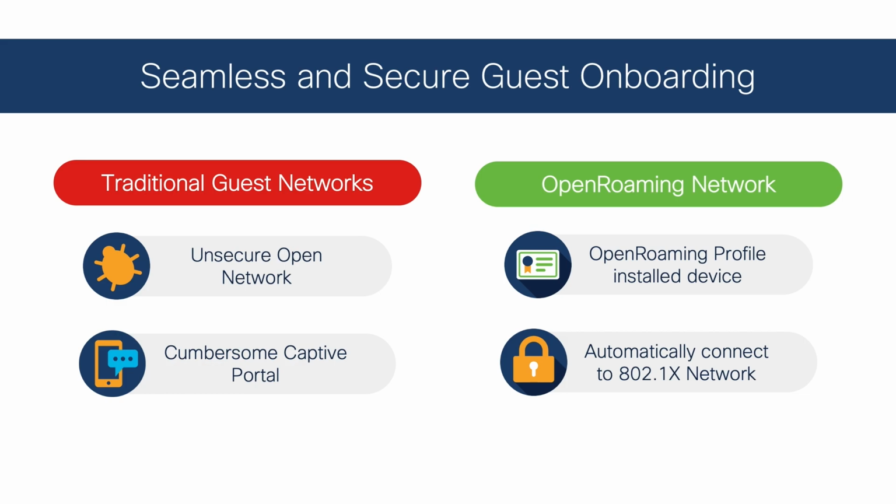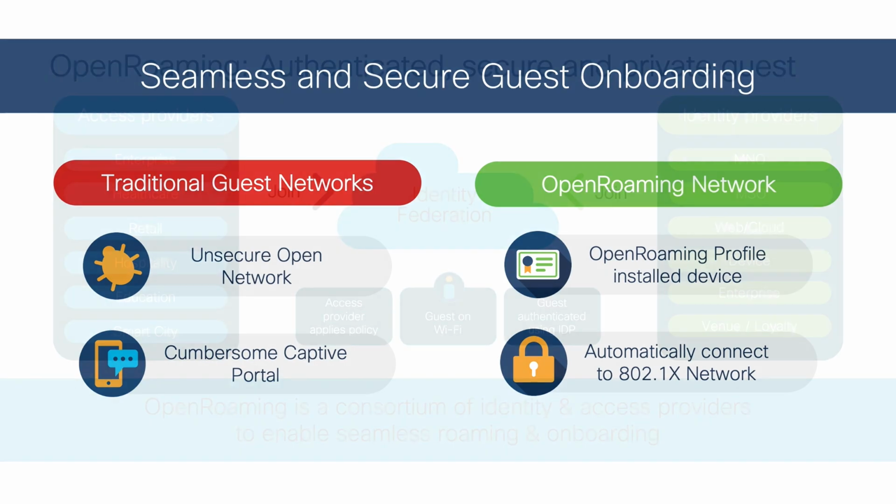With OpenRoaming, the user devices will use an OpenRoaming profile installed on their device to automatically join an 802.1x secured wireless network, providing users a secure connection while bypassing the need for a captive portal. So now that we know some of the reasons why we have OpenRoaming, let's see how it works.